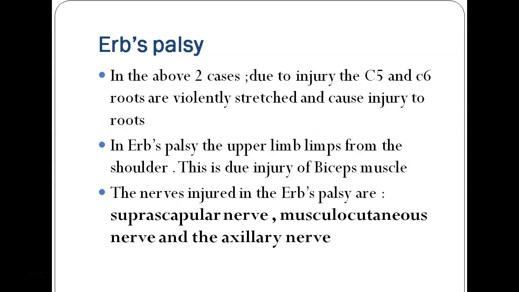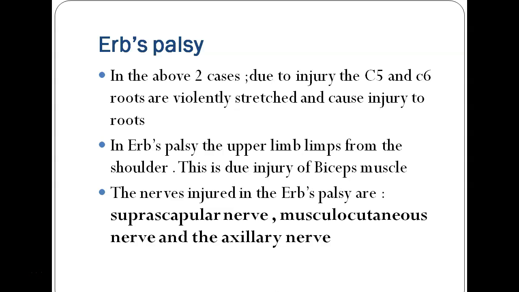In both the cases, injury occurs to C5 and C6, and these roots are violently stretched and cause injury to the roots. Erb's palsy. In Erb's palsy, the upper limb limps from the shoulder. This is mostly due to injury to biceps muscle.